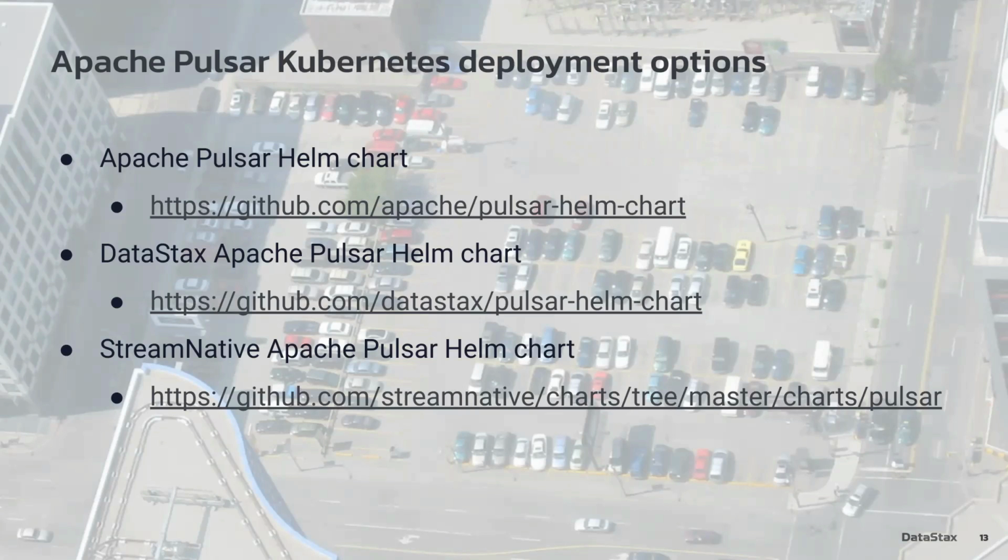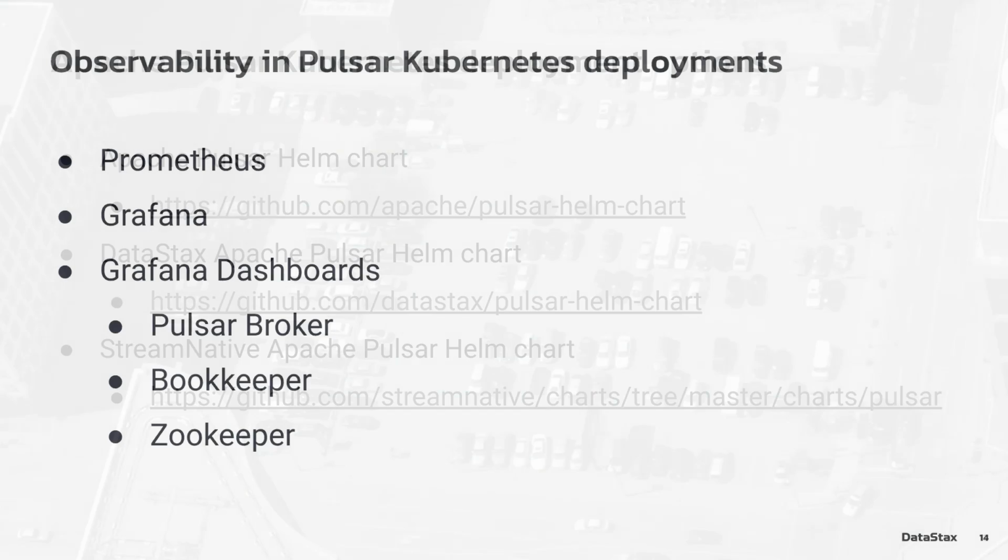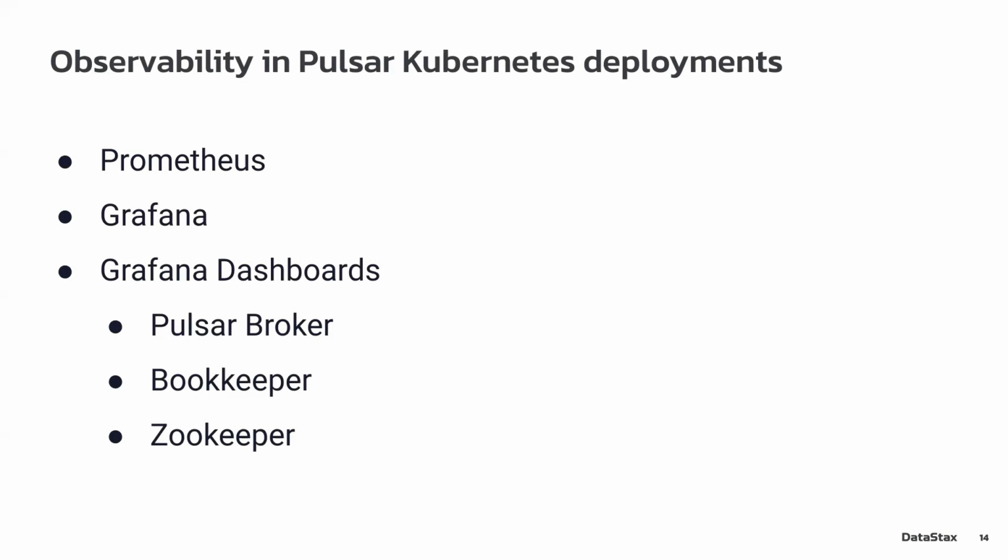Then various vendors have some operators which might not be fully open source. Here we're taking a look at the Helm chart options. So going into the observability options for Pulsar Kubernetes deployments, the Helm chart can deploy Prometheus and Grafana, and also some dashboards for monitoring Pulsar components. So the Pulsar broker, bookkeeper, and zookeeper nodes.